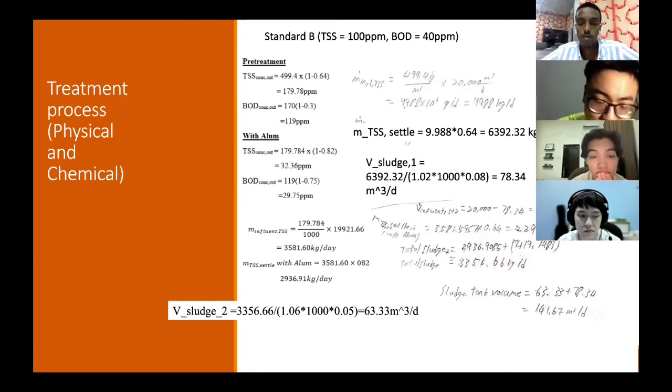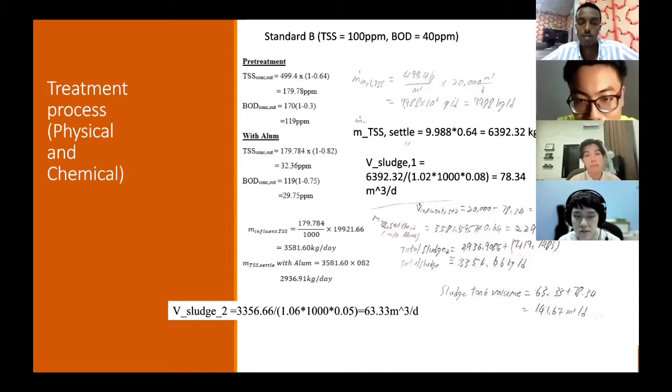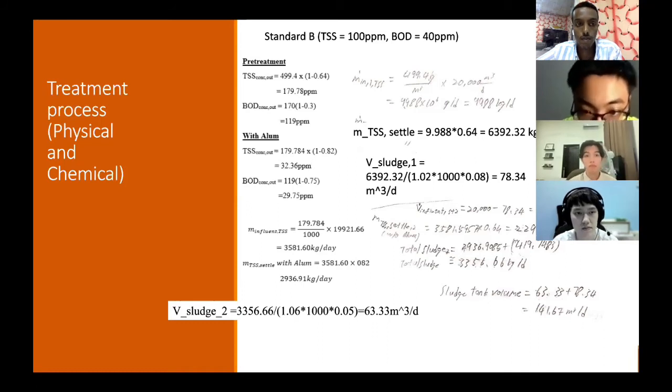Similarly, when it comes to clarifier number 2, the influent flow rate is subtracted from the 20,000, so that we get here about 19,000 cubic meters per day. Other than that, the sludge tank volume is calculated to be around 141 cubic meters per day.